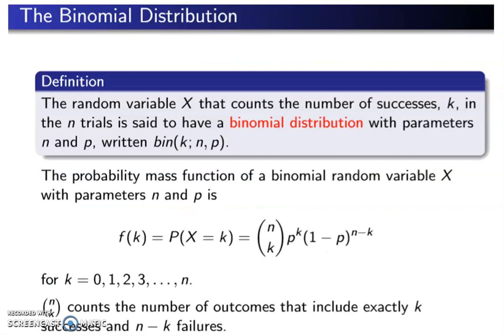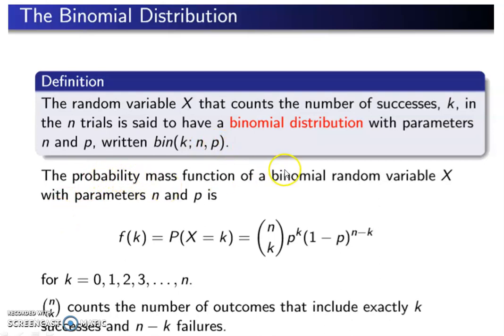Let's look into the definition of binomial distribution. The random variable X that counts the number of successes, represented by k, in the n trials is said to have a binomial distribution with parameters n and p, written Bin(k; n, p). Bin represents the binomial distribution, k represents the number of successes in the n trials, n represents the number of trials that the experiment has, and p represents the probability of the success event.